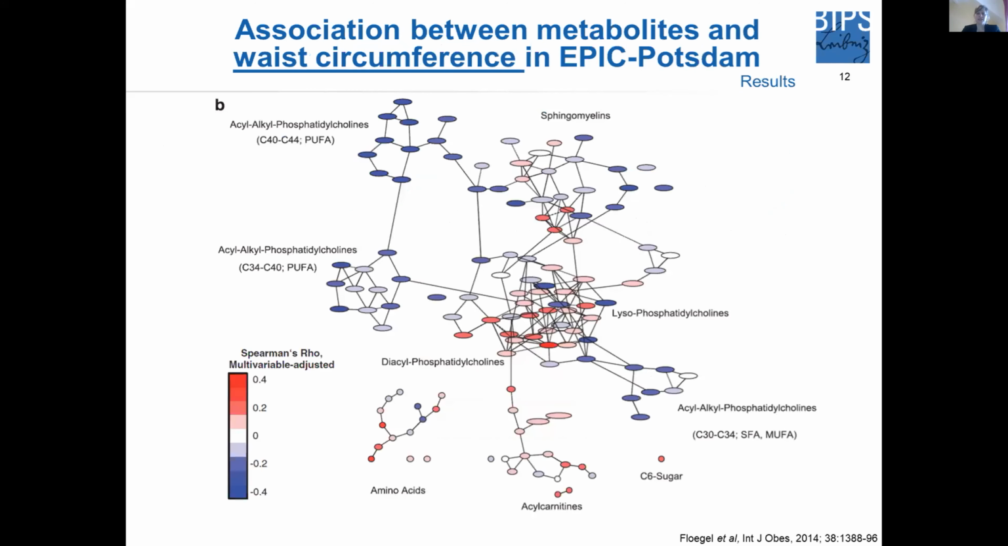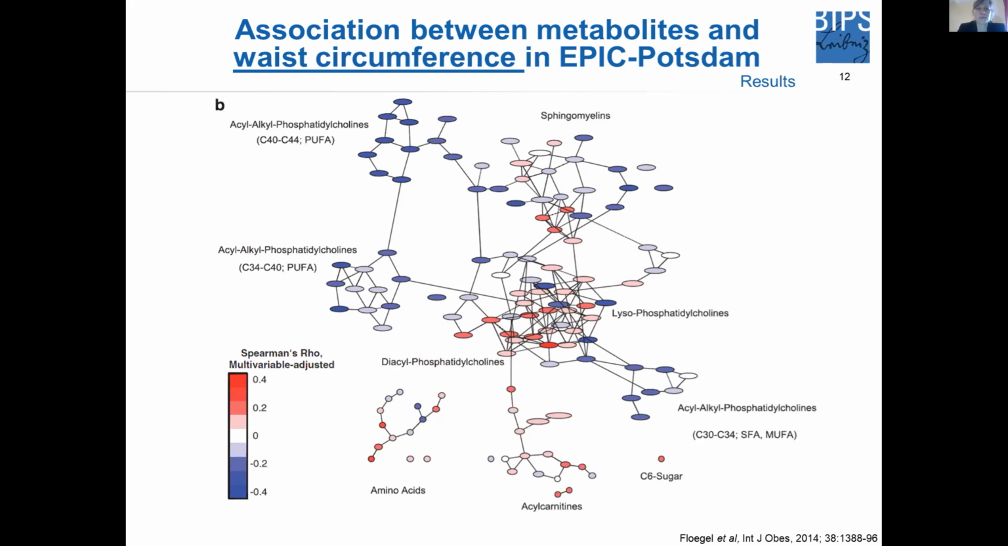So we did this in a previous study in EPIC-Potsdam data, and here you can see the network of the EPIC-Potsdam cohort. And what you can see is that these metabolites cluster really by their chemical classes. So you have the amino acids in one cluster, acylcarnitines. You have these phospholipids based on the chemical classes.